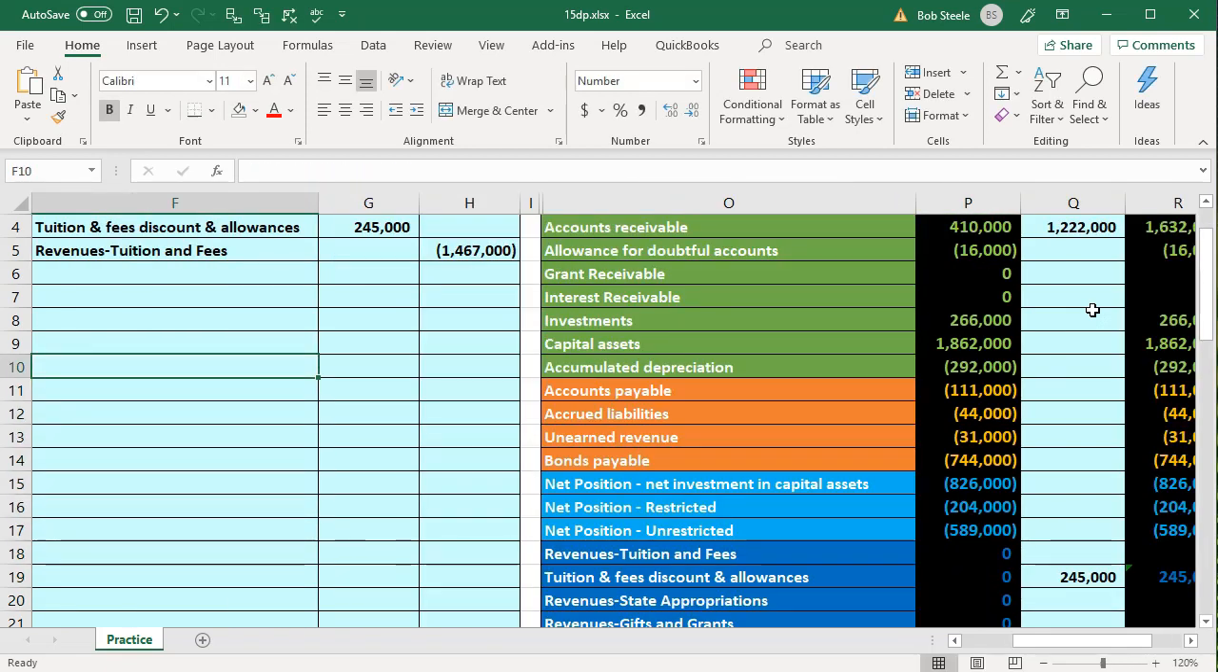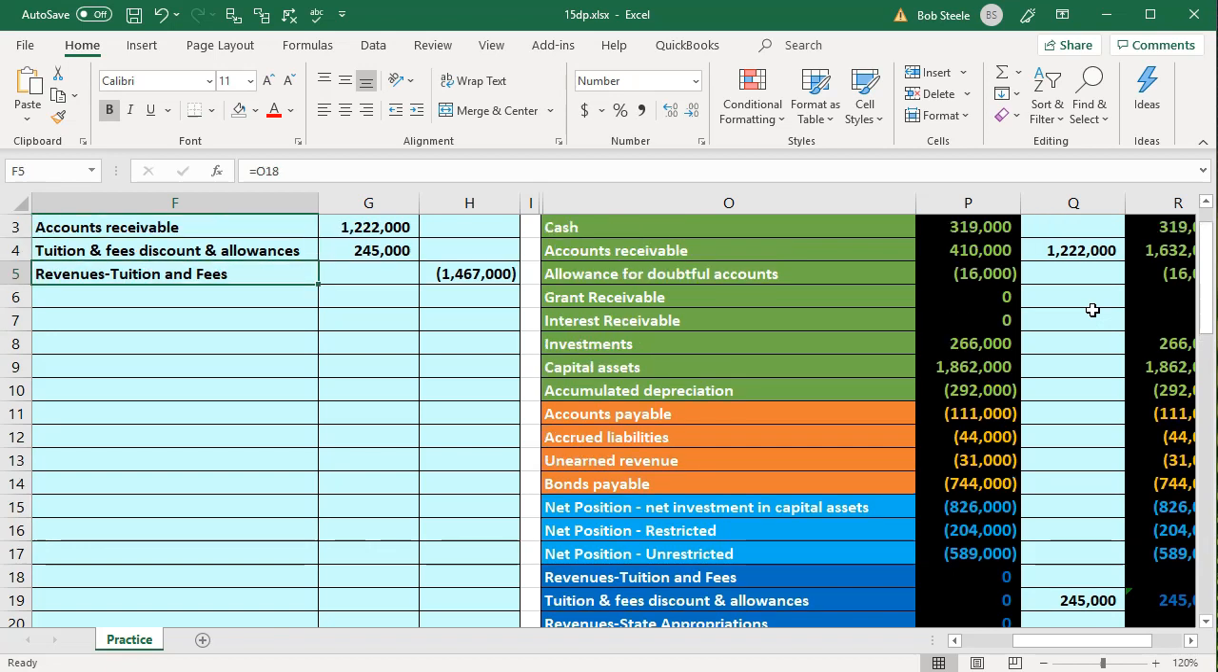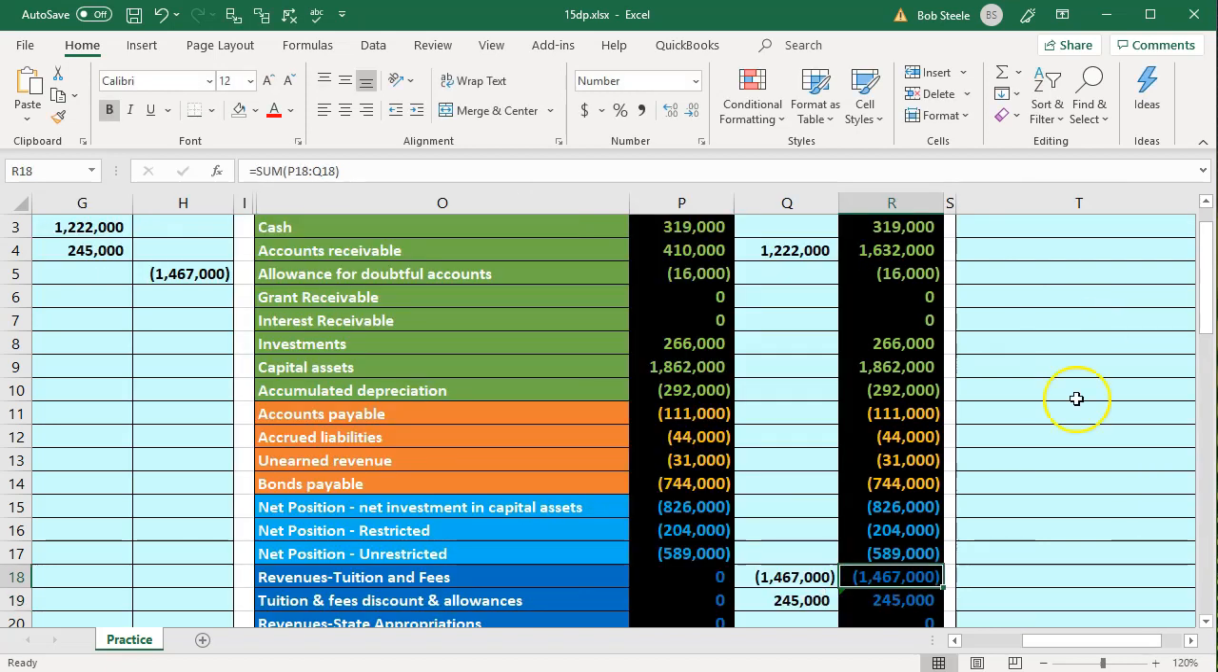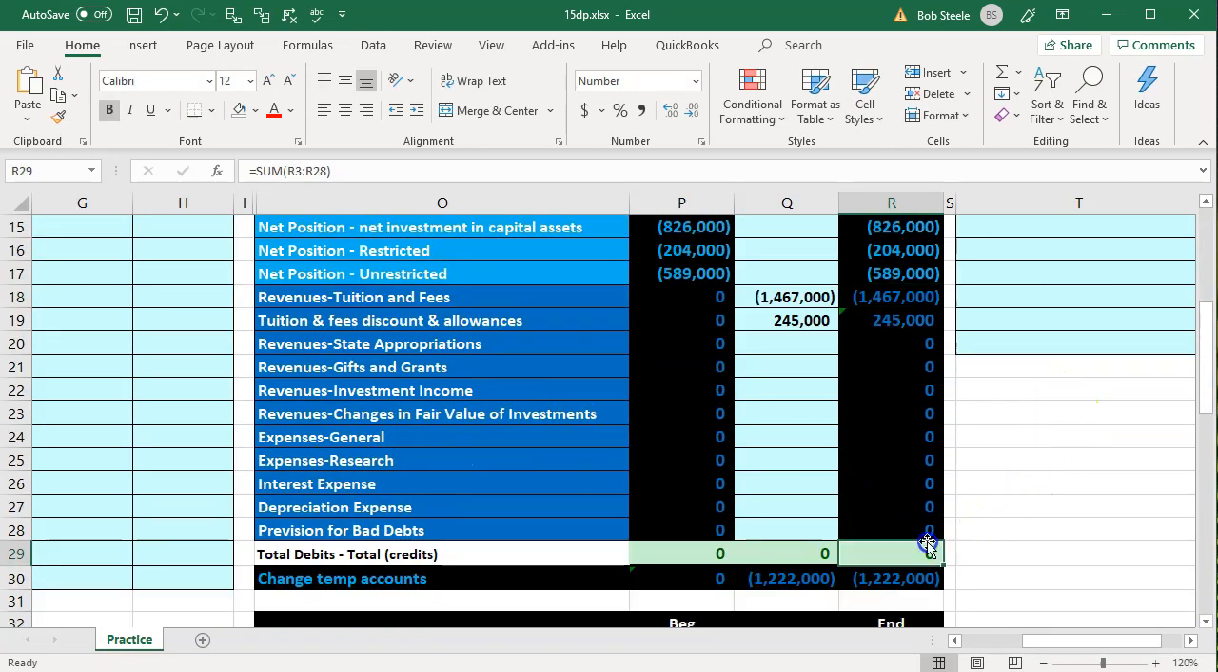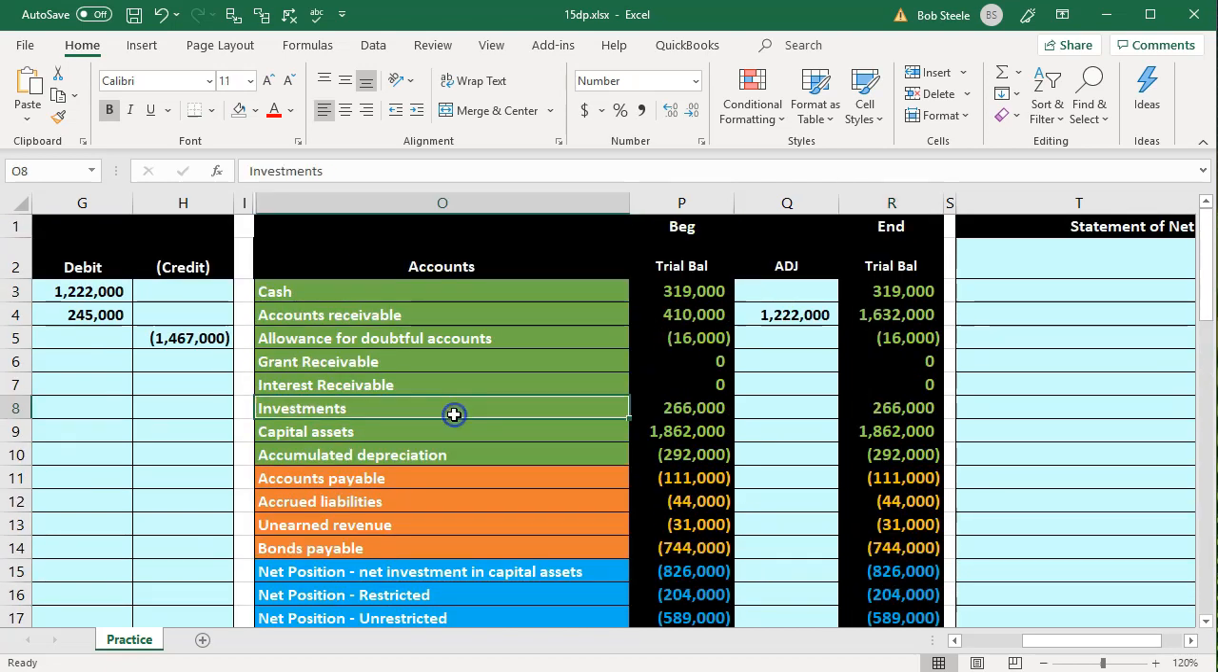Then we're going to pick up the revenues and tuition and fees. Revenue and tuition and fees, that's going to be in cell Q18. So within Q18, we will say equals, scroll over to the credit of the 1,467,000 and enter. There we have that. Scrolling back down, we see that we are back in balance, indicated by the green zeros. So that's going to be our first transaction.